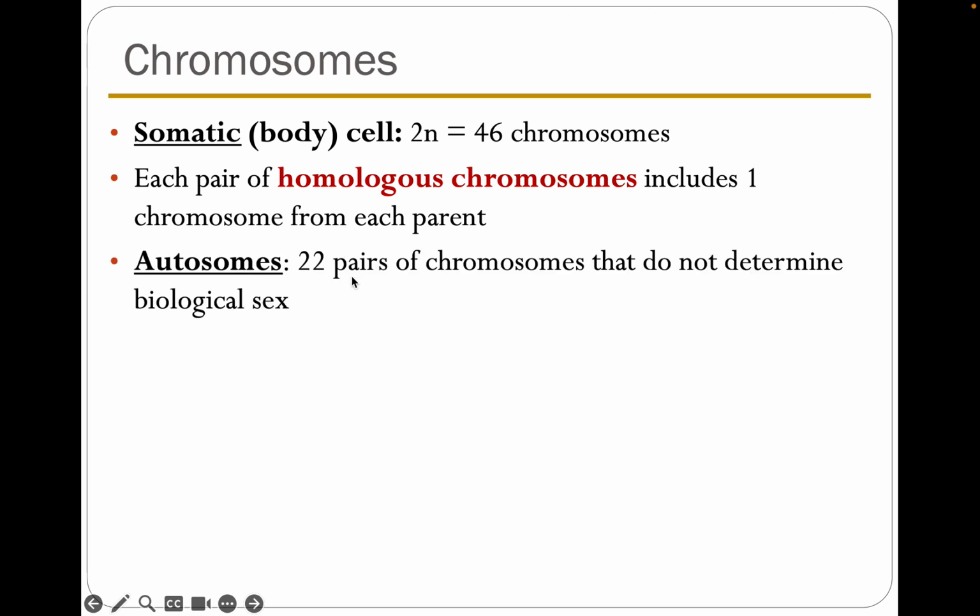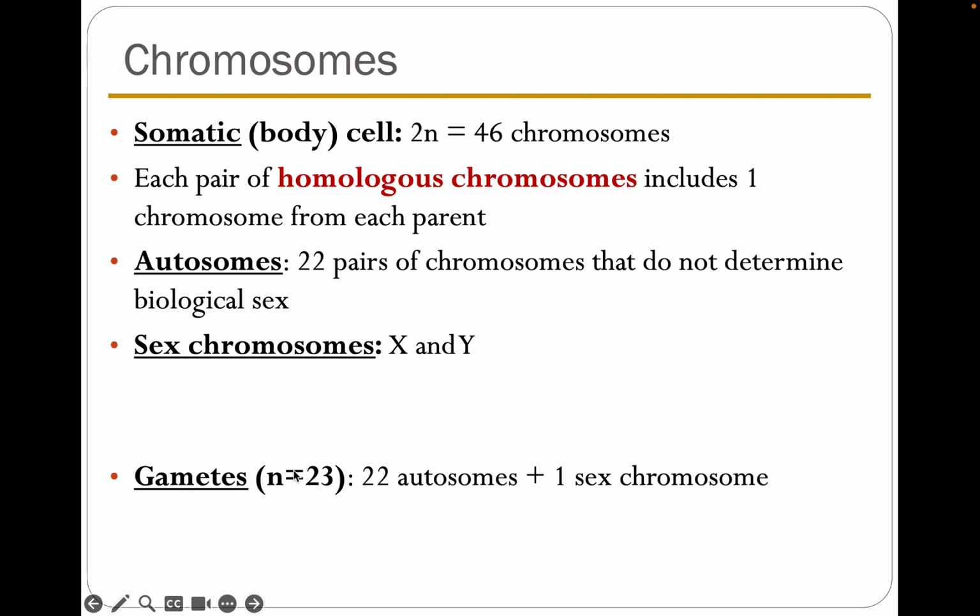Autosomes: we have 22 pairs of chromosomes that do not determine biological sex. And if you do your math, 22 times 2 is 44. That means that there's one pair of chromosomes that does determine biological sex, and those are the X and Y chromosomes in humans and most mammals.